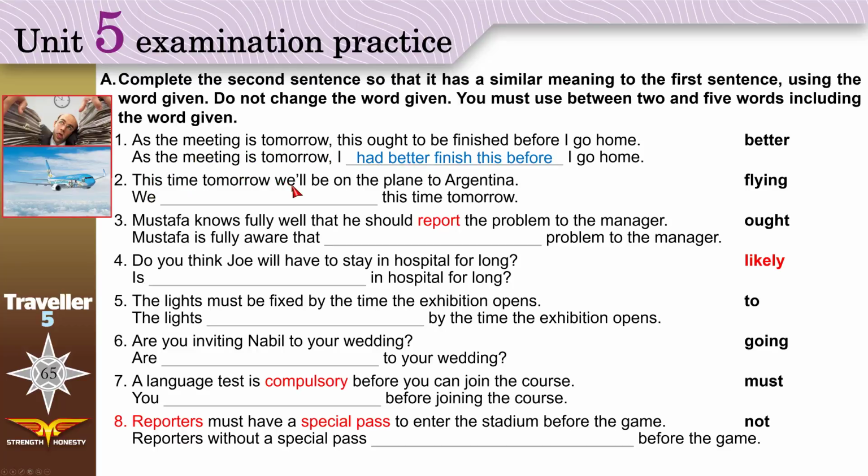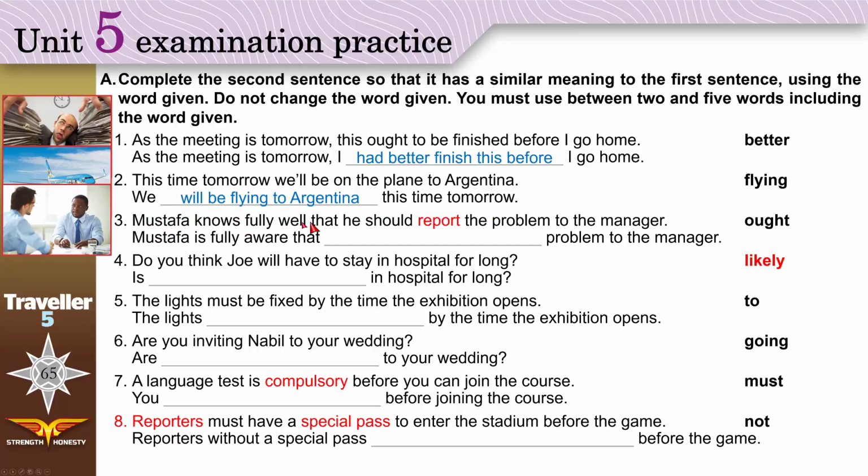This time tomorrow, we'll be on the plane to Argentina. Use future progressive. Flying. Future progressive is something continuing to happen in the future at a particular time. We will be flying to Argentina this time tomorrow.